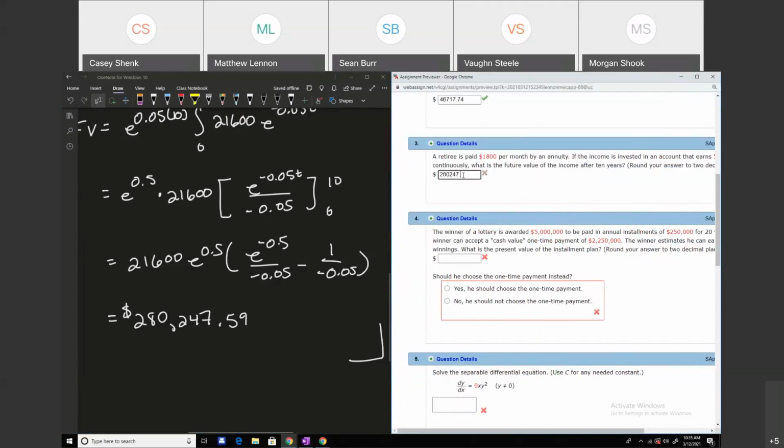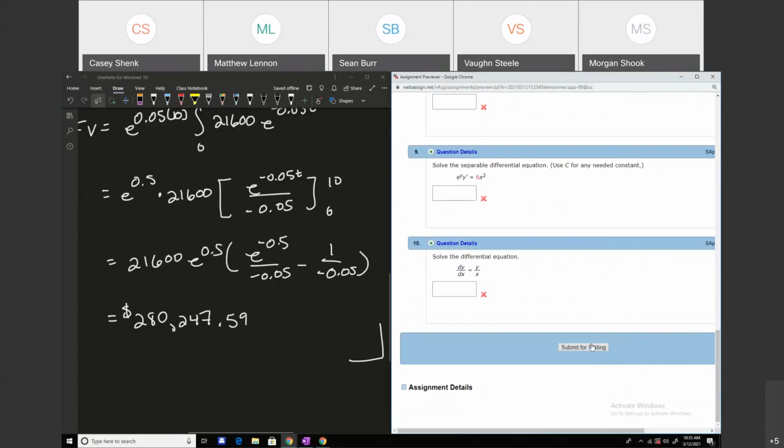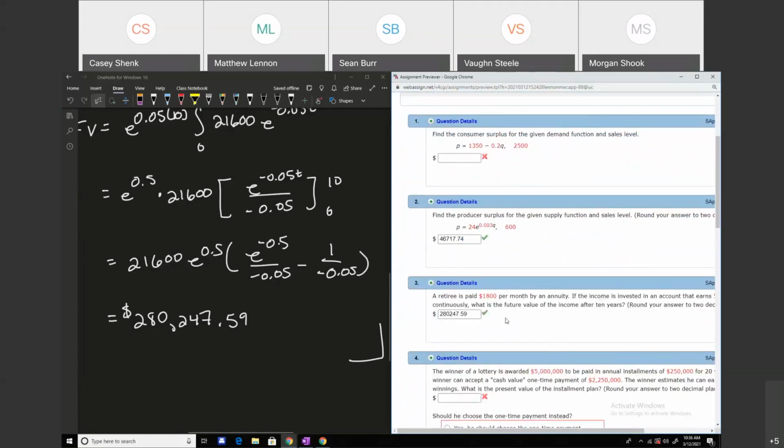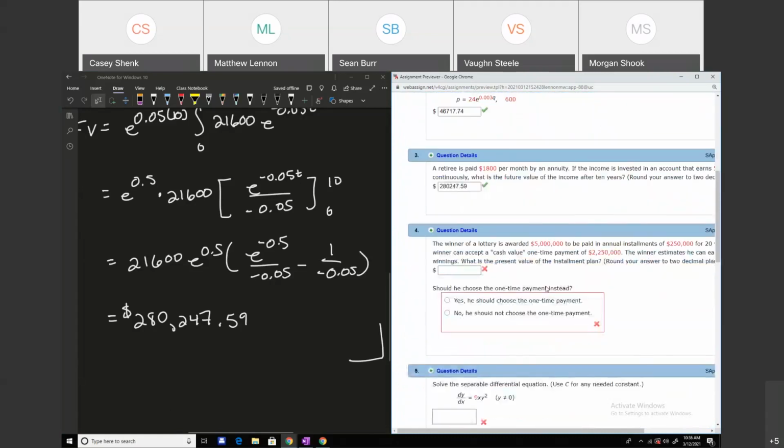280,247.59. Still 2 decimal places. Okay, all set. So we did better there.